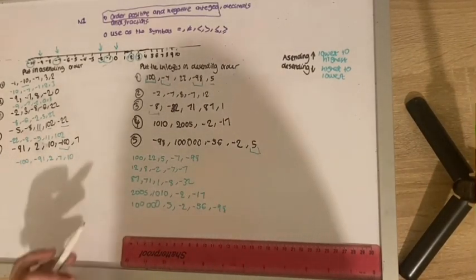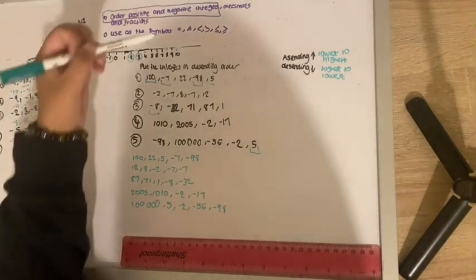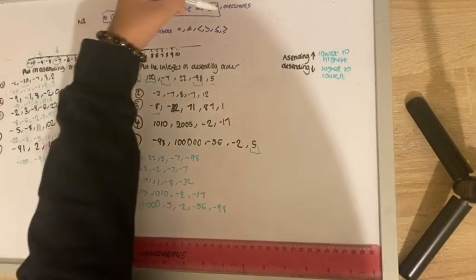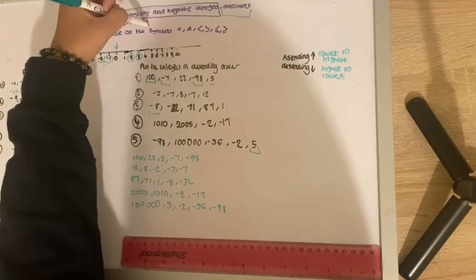So that is how to order negative and positive integers. So, yeah. And next video I'll be going over this and this.